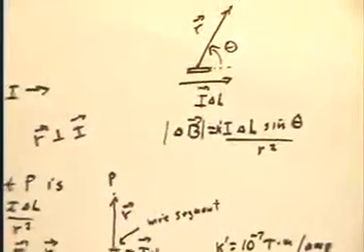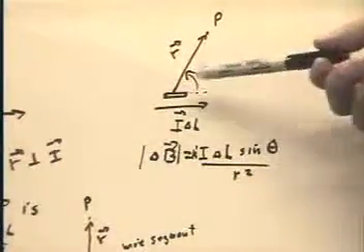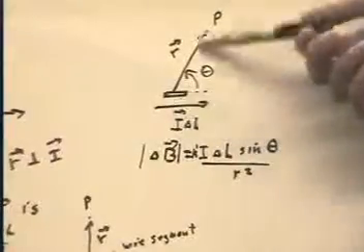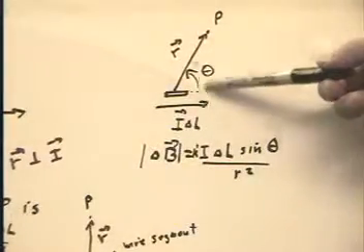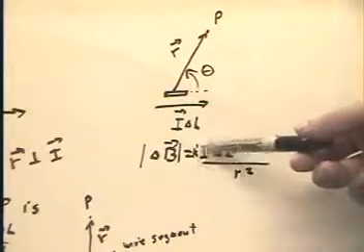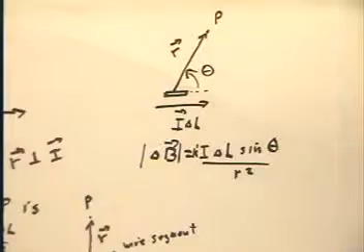Now, in the event that the segment does not make a perpendicular with the radial vector r from the segment out to P, if there's an angle theta, then we have to make a correction to the law. It's the same, K prime I delta L over r squared, but we have to multiply by sine theta.